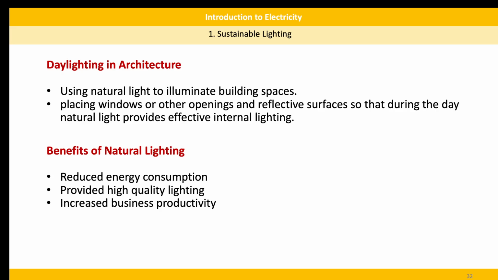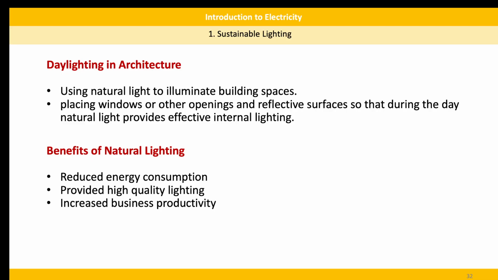So in daylighting architecture, we use natural light to illuminate building space. We use opening windows and reflective surfaces, especially to make sure we can get enough natural lighting to provide effective internal lighting. And what's the benefit of natural lighting? It reduces energy consumption and also provides high quality lighting, because the best artificial lighting is one that stimulates natural lighting, and it increases business productivity.